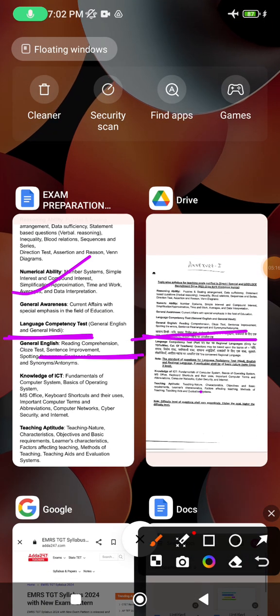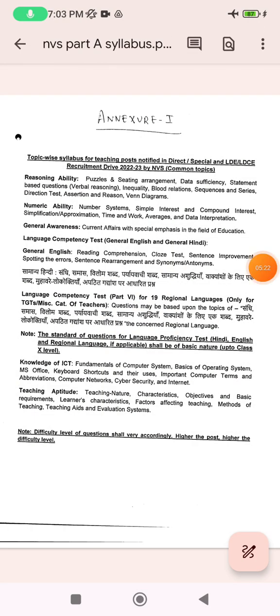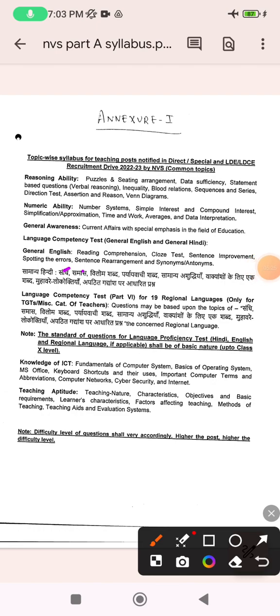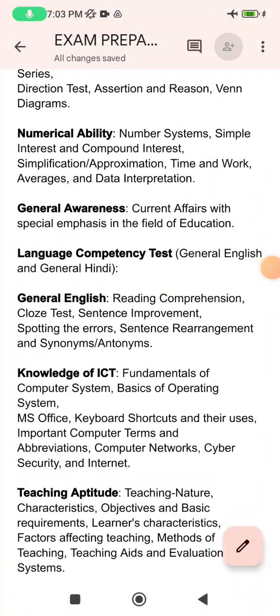For general Hindi, you can see: सन्धि, समास, विलोम शब्द, meaning antonym, पर्यायवाची, synonym, सामान्य अशुद्धियाँ, meaning spelling errors, then वाक्यांश के लिए एक शब्द, that is one word substitution, then मुहावरे और लोकोक्तियाँ, idioms and phrases, proverbs, and then you have unseen passage. Now let's see the next one.